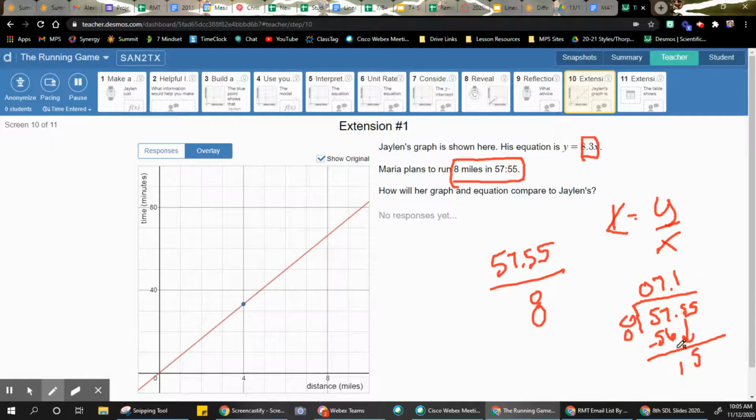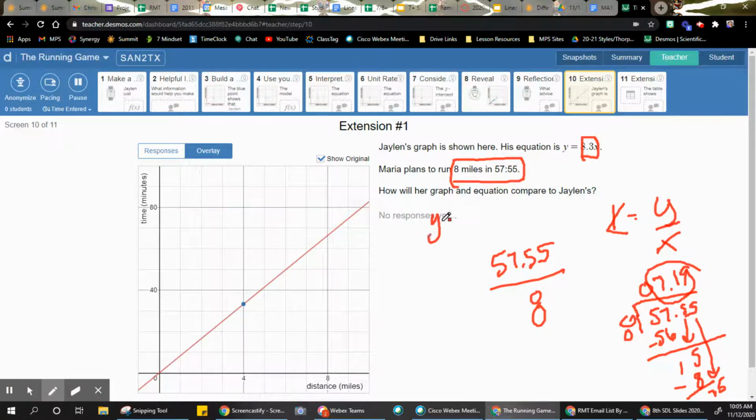8 goes into 15 one time, minus 8. So 15 minus 8 is 7. Then bring the 5 down. Okay, 8 goes into 75 9 times. 8 times 9 is 72. I'm going to go ahead and leave us there, though. With hers, it takes her about 7.19 minutes.